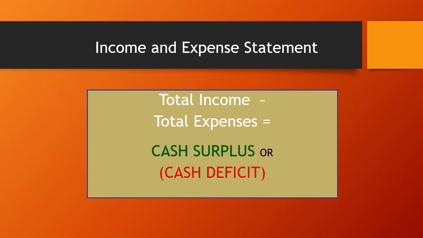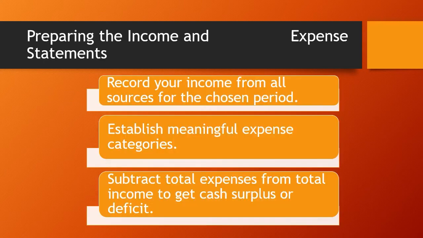So the income and expense statement is just getting total income and then getting total expenses and subtracting it from income. And then you wind up with a surplus or deficit. Preparing the income and expense statement, you just record all your income as we showed for a chosen period, typically a year, but you could do a different time period, a month. People might do more than one statement. They could do one for the entire year, and then maybe one for the month because we pay most of our bills every month. And so that could be useful. Establish meaningful expense categories, just whatever is useful to you. Subtract total expenses from total income and you're done. It's pretty easy, right? That's an income and expense statement.